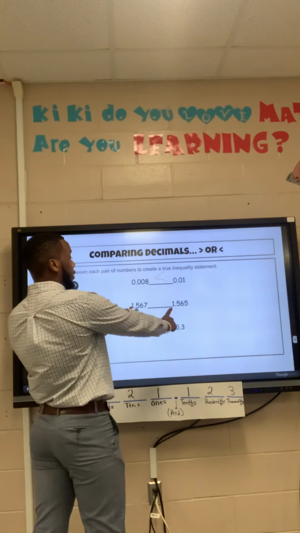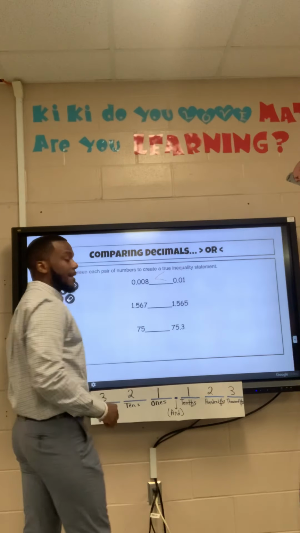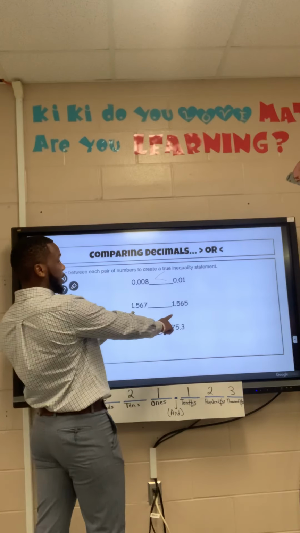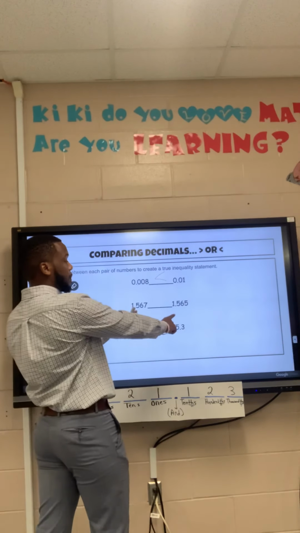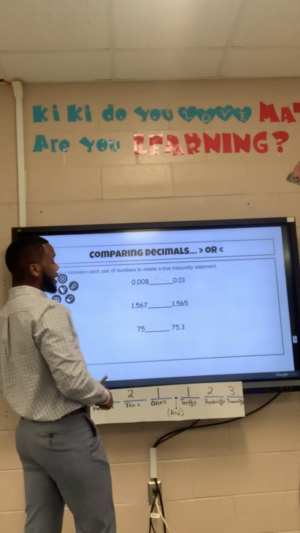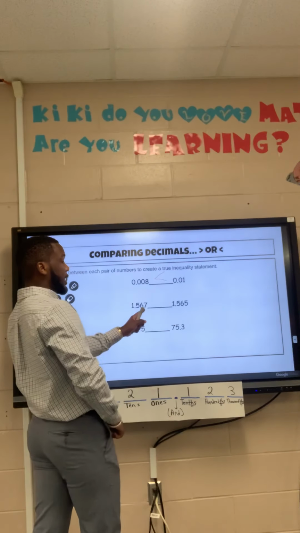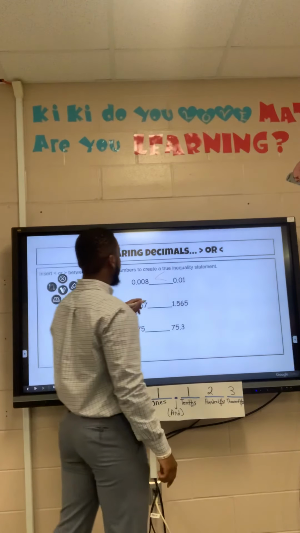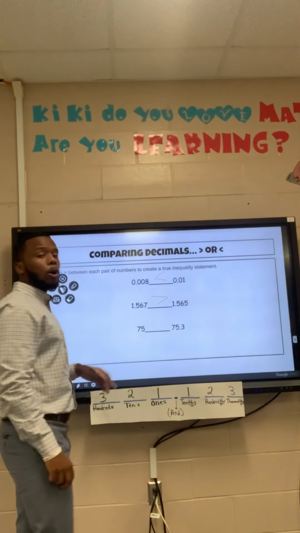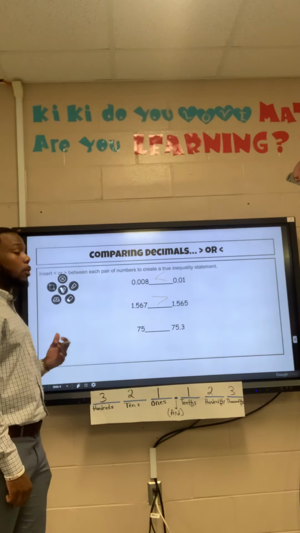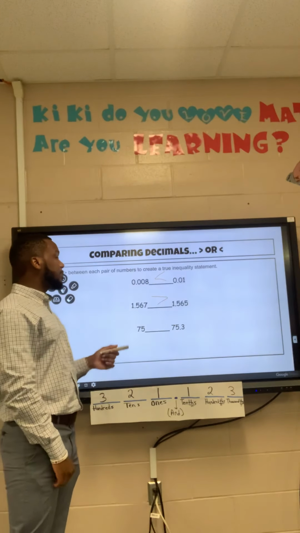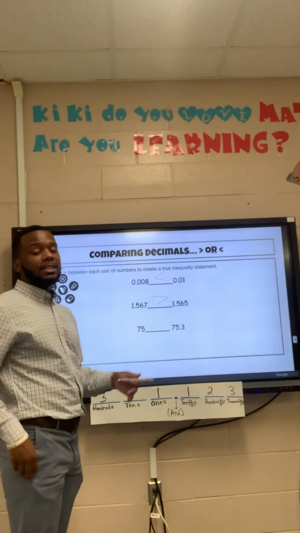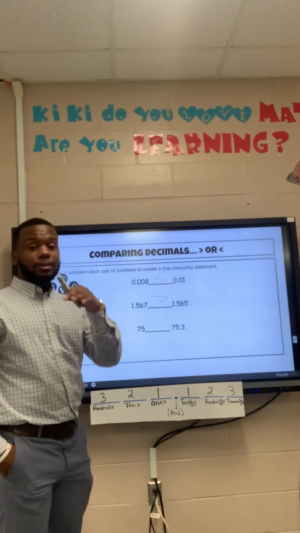The first place value is in the ones spot. They both have a 1 in the ones spot. We move to the right of the decimal. In the tenths spot, they both share a 5. In the hundredths spot, they both share a 6. But in the thousandths spot, the number to the left has a 7. The number to the right has a 5. 7 is bigger than 5. Therefore, the inequality symbol will open up to the left side. And we will read this as 1 and 567 thousandths is greater than 1 and 565 thousandths.